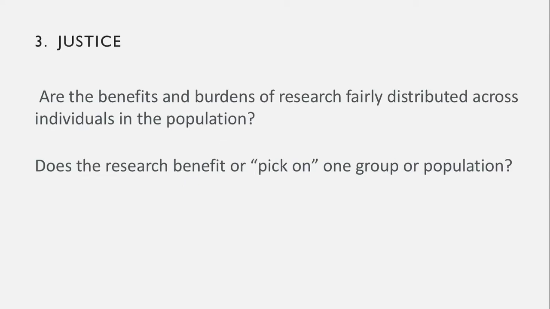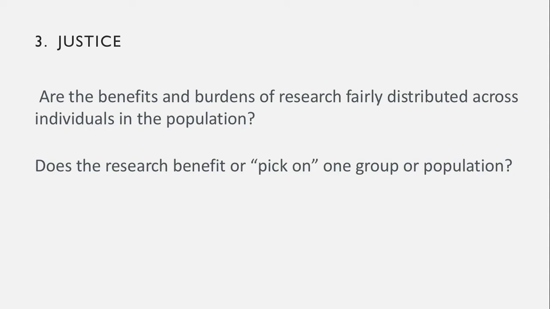So, justice. This is the idea that benefits and burdens of research are fairly distributed across individuals in the population, and the study does not pick on one group or population. Let's take these two things separately. Are the benefits and burdens of research fairly distributed across individuals in the population?